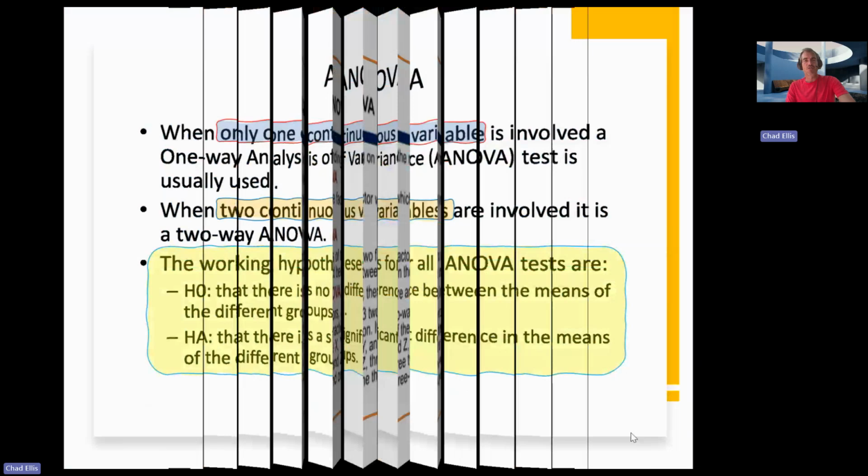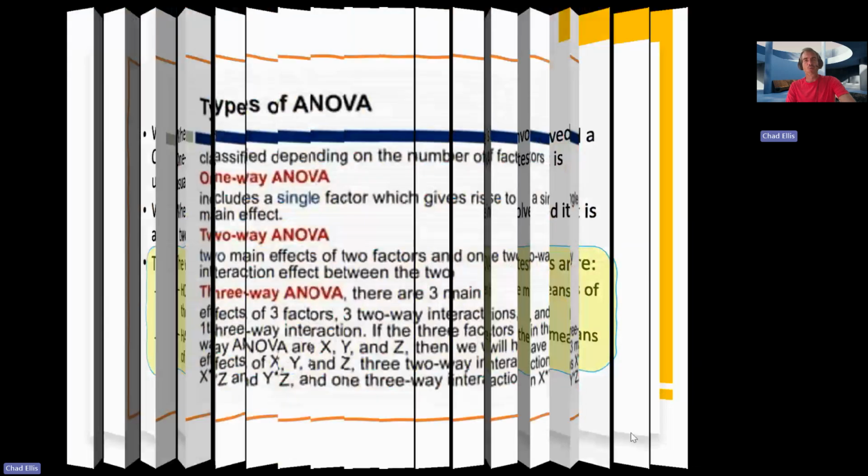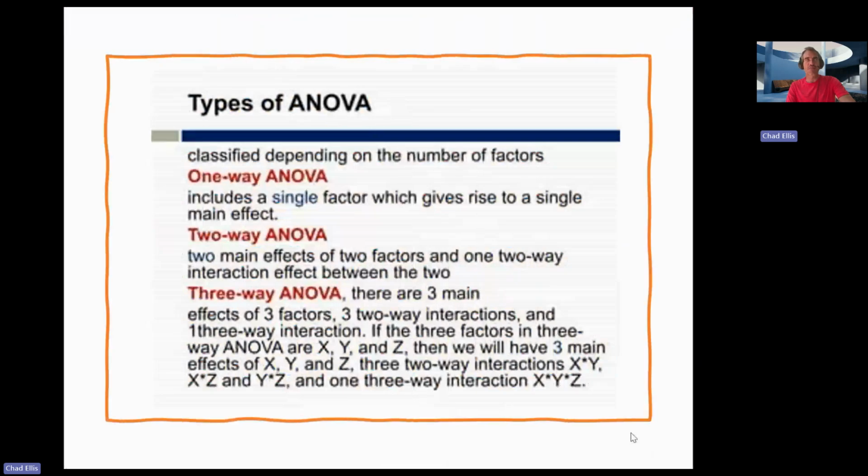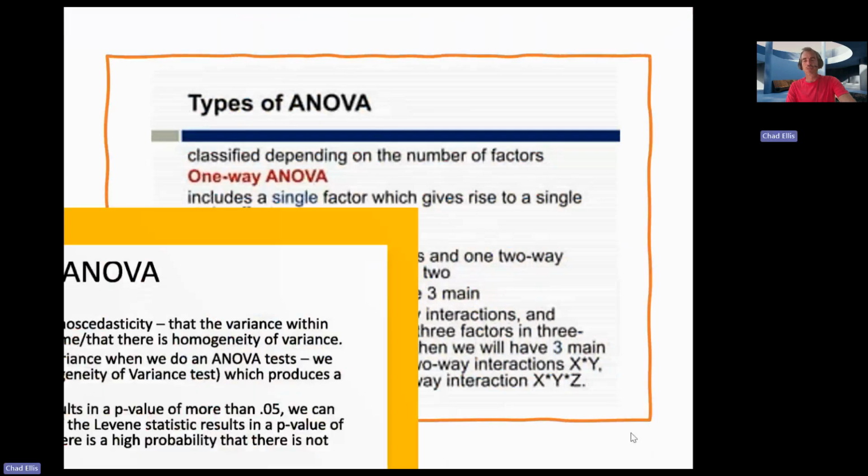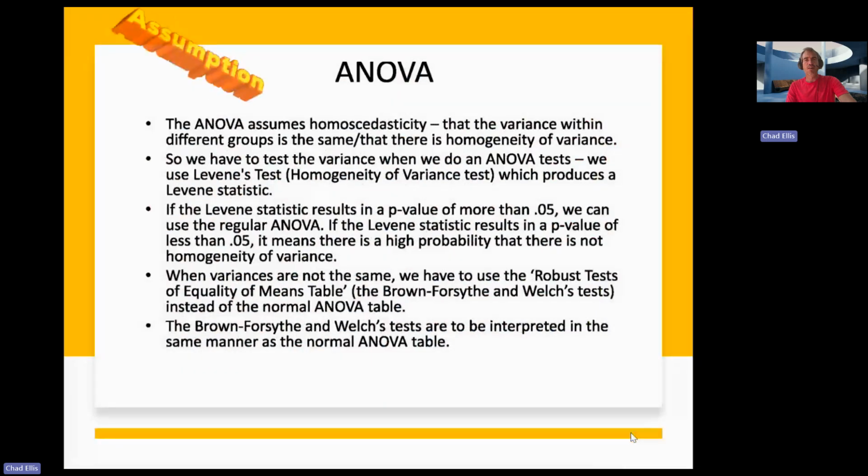Right, so here's just a summary of the differences between the one-way, two-way, and three-way ANOVA. A one-way ANOVA is just looking at a single factor or variable across 3 or more groups. Two-way is looking at 2 variables, and three-way is looking at 3 variables across those groups. So that's the difference between a 1, 2, and 3-way ANOVA.